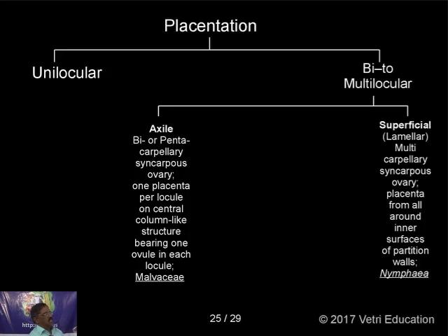The next one is the superficial or lamellar. This you can find in multicarpellary syncarpus ovary, with the placenta around the inner surfaces of the partitions, the inner carpels, and the ovules are arranged on the inner partition walls. This you can find in the Nymphaeaceae family.